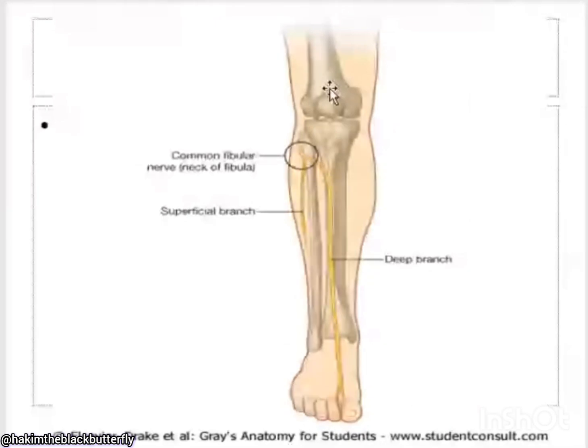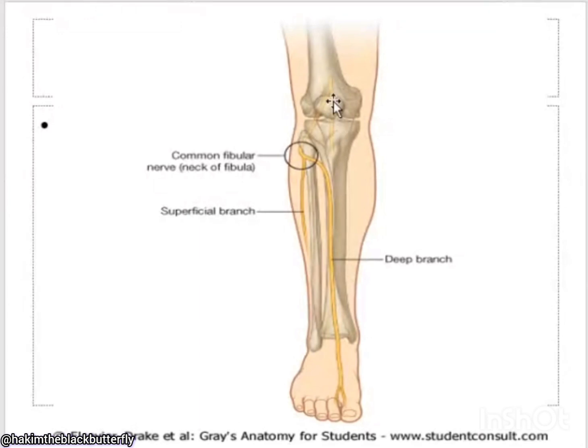The common peroneal portion separates from the tibial portion. The common peroneal portion comes and winds around the head of the fibula, and it is where it is commonly injured, if you have trauma from that aspect of the knee. After it winds around the head of the fibula, it divides into a superficial branch which supplies muscles of the lateral compartment, and then a deep branch which supplies muscles of the anterior compartment.